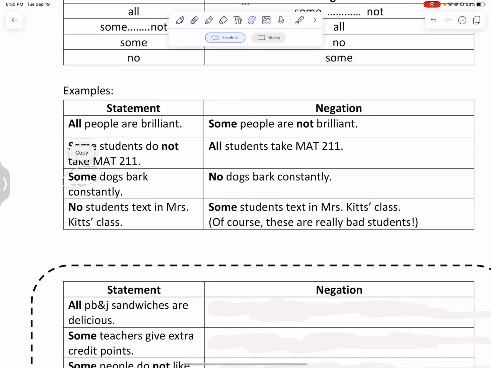Some dogs bark. Notice this doesn't have a not in it. It's just some. Some dogs bark constantly. You would negate it by saying no dogs bark constantly. Or no students text in Miss Kitt's class. You would negate it by saying, well, some students text in Miss Kitt's class. Of course, those are my really bad students.